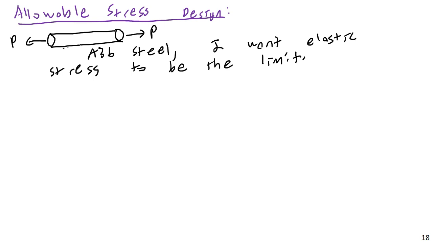And let's say it has a cross-sectional area of, let's put 1 square inch. Keep it relatively simple. A equals 1 inch squared. And so let's say I want to use a factor of safety equal to, let's say 1.2. A factor of safety of 1.2. What load P can I safely apply?